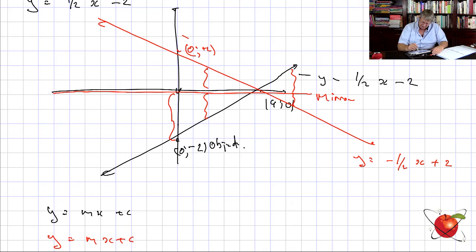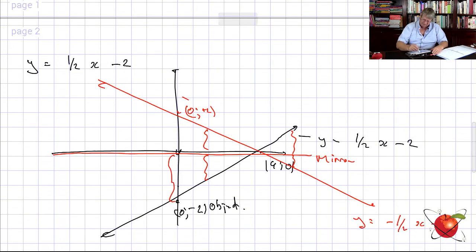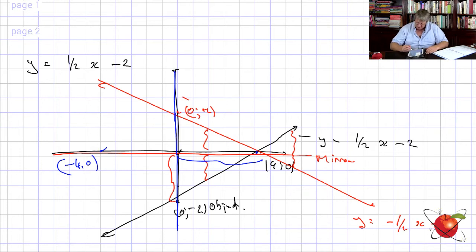Let's have a look if we're going to reflect now about the other axis. I'm now going to reflect about the y-axis. So the y-axis becomes my mirror. Now I've got a point over here. So now that's got to go to, oh, hang on, minus 4 and 0. Where does this point go? It doesn't move. It stays in the mirror. So now I've got a graph doing that.